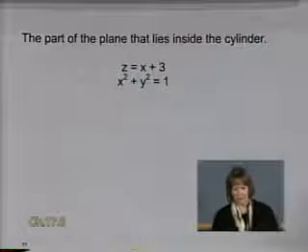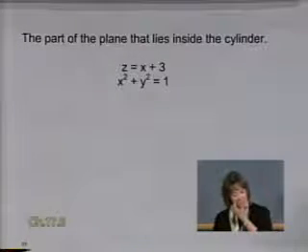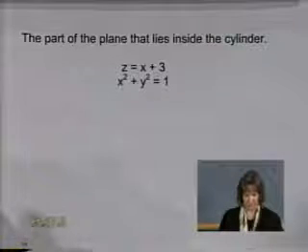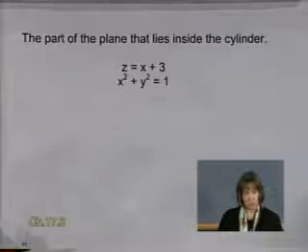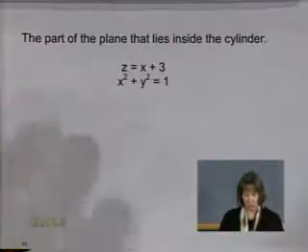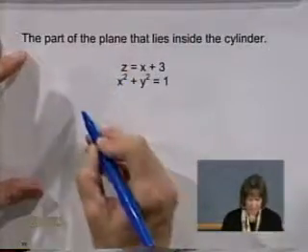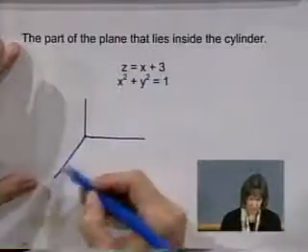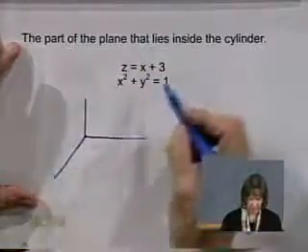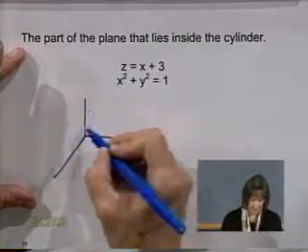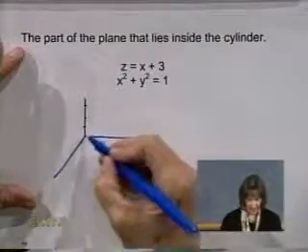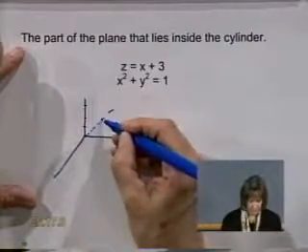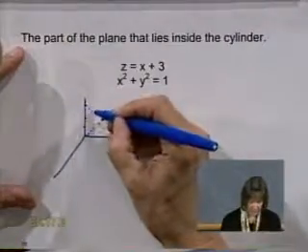Okay, let's try this one. The part of the plane z equals x plus 3 that lies inside the cylinder x squared plus y squared equal to 1. Now notice z equals x plus 3. If I just draw it in the xz plane, when x is 0, z is 3. And unfortunately, when x is negative 3, okay, so it's coming down like this.